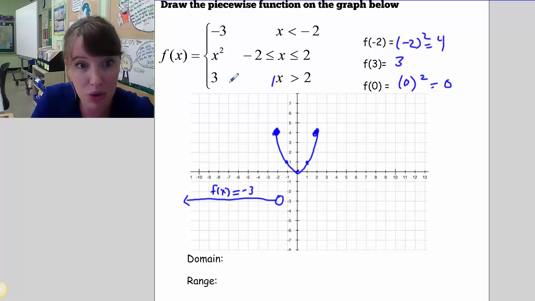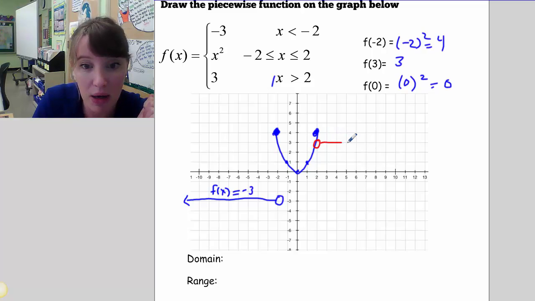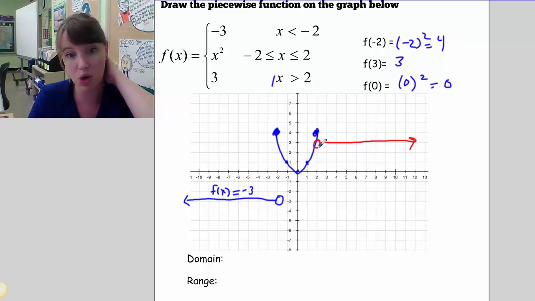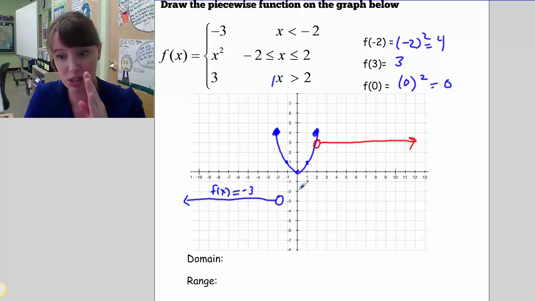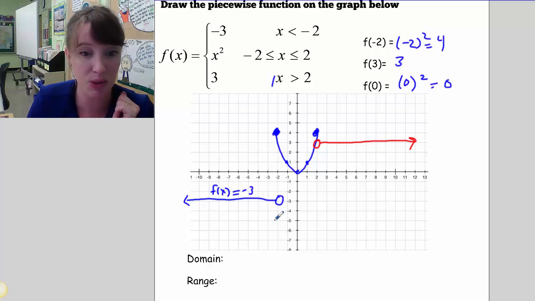Then we jump to 3. So basically we go to an open circle at 2. We have an open circle at 3 right here. And we essentially just draw this horizontal line. It looks a little tricky with this open circle being on this line, but this branch actually should be just to the left of the open circle there. And that's how you would graph this piecewise function.